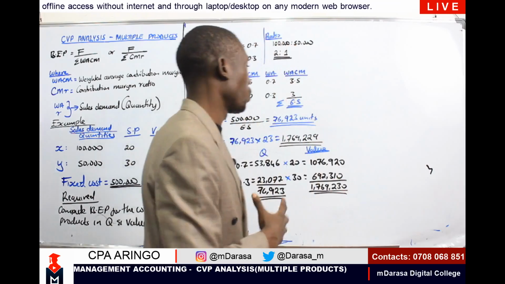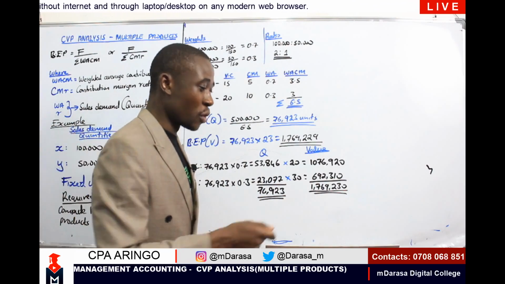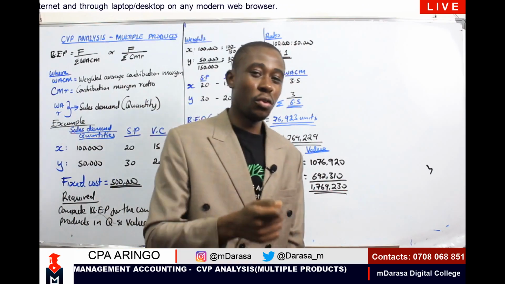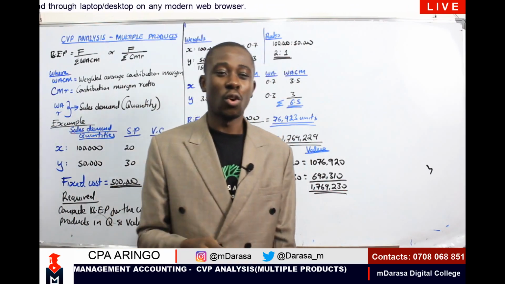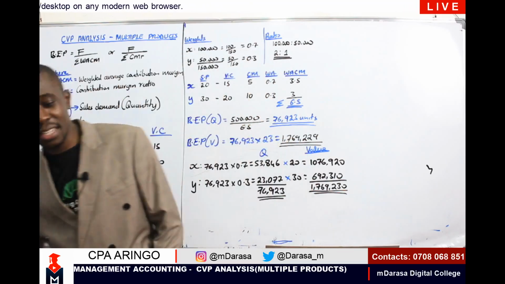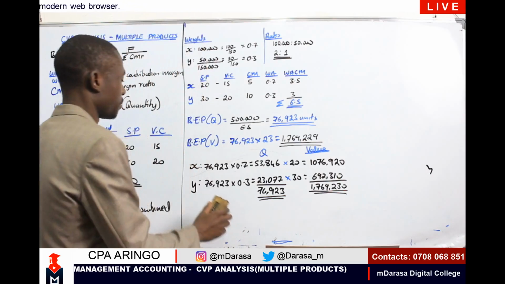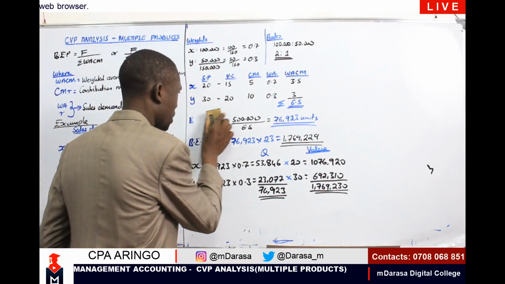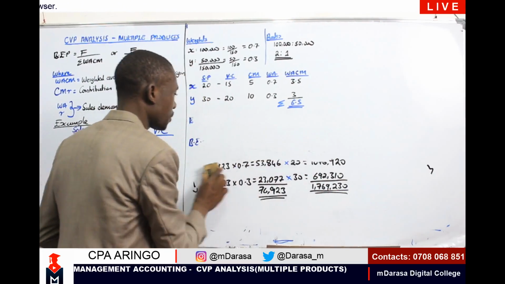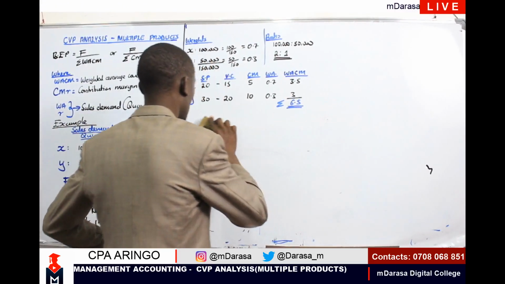That is, if you're doing management accounting, whichever level, if you're doing CPA, if you're doing ACCA, if you're doing NEC exams, this concept is just the same. So I want us to consider our ratios. Allow me to erase here. So the first case, we've talked of our weights.